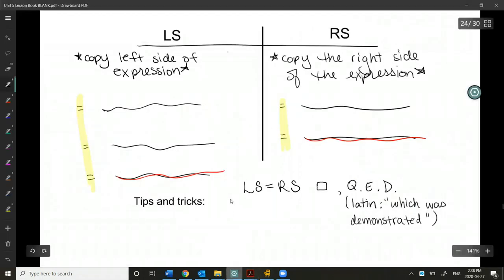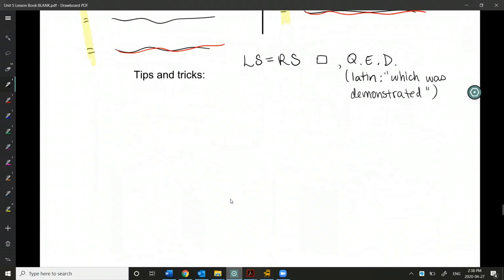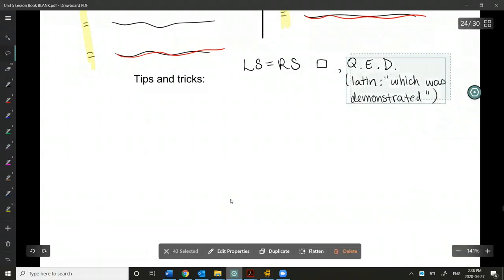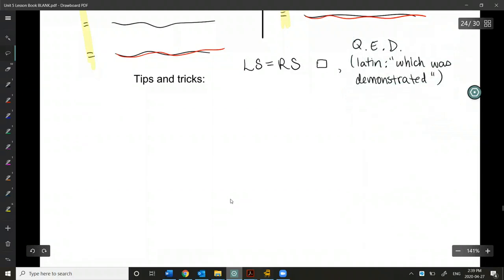I'm also just going to go through a quick list of tips and tricks that will help you when you're proving trig identities. And whenever you get stuck, I would say look back at this list and hopefully it will help you.